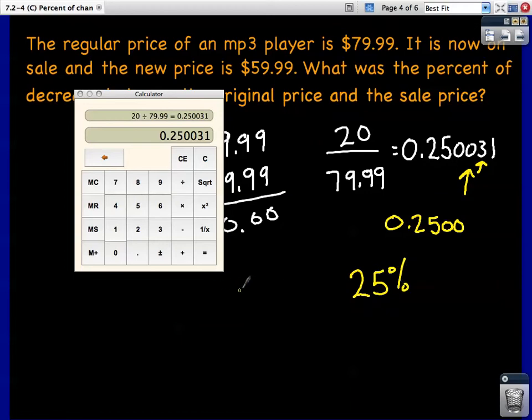So there was a decrease of 25% between the original price and the sale price. Or in other words, this MP3 player is on sale, 25% off. That's a great deal. That gives you $20 extra to save towards your retirement or to save for college. Isn't that awesome? Okay, so I think you guys can do great on this.